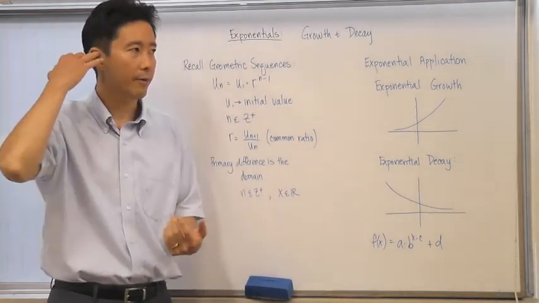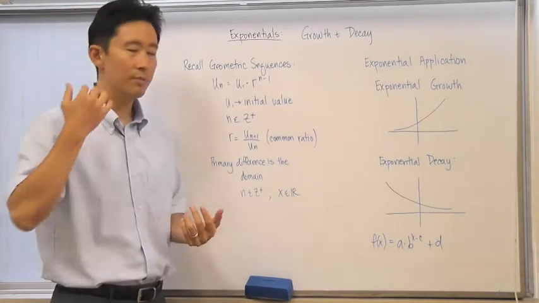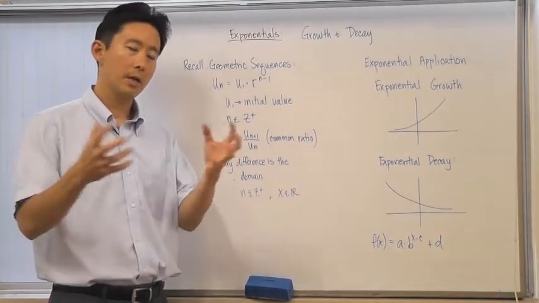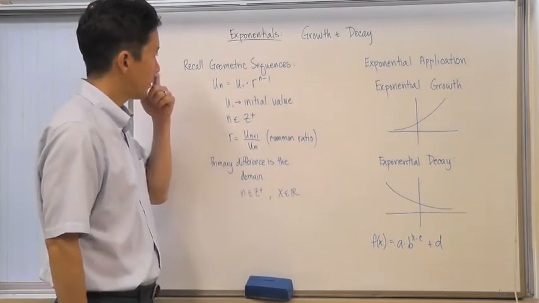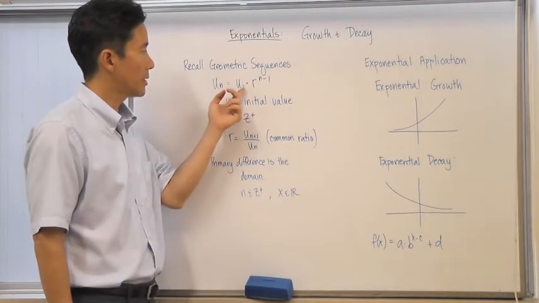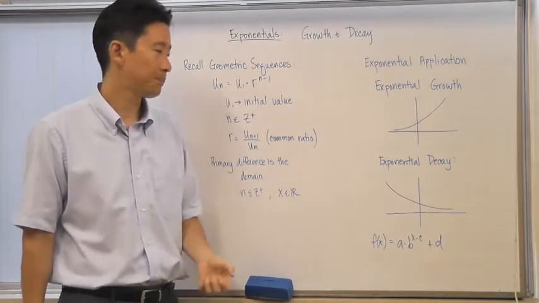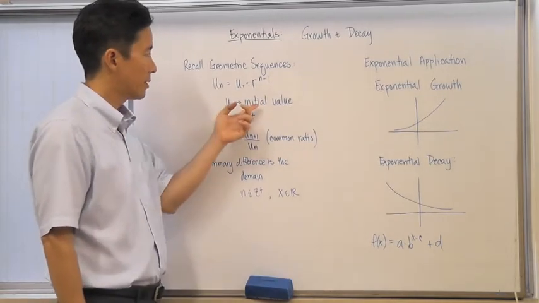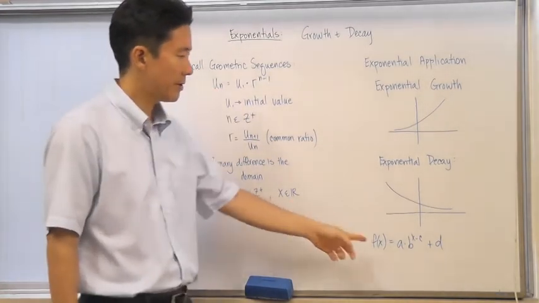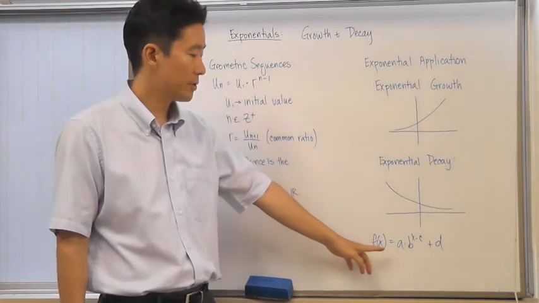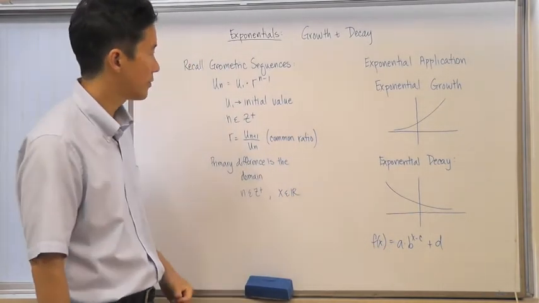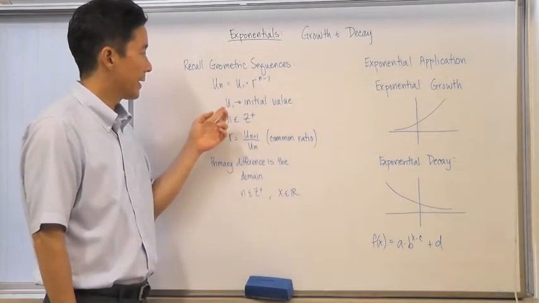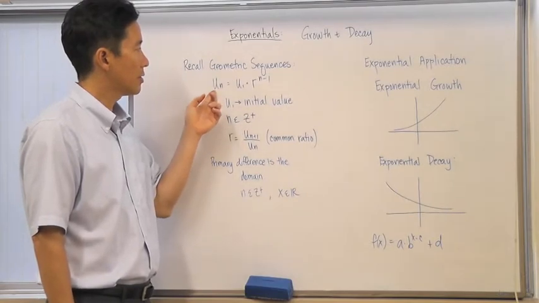Now, one of the things that I'd like to also bring back, because this is kind of far back from last year, is recall geometric sequences. If you want to make a connection here, remember we said that u sub n is going to be u sub 1 times r to the n minus 1. We said that u sub 1 is going to be the initial value, which is very similar to what the a is for the most general form of our exponential function.